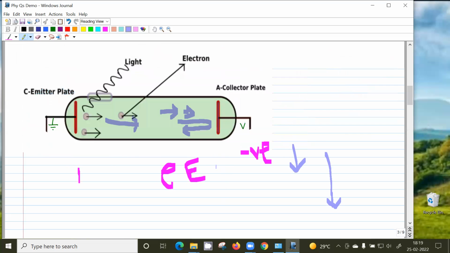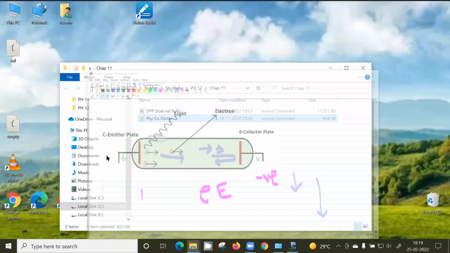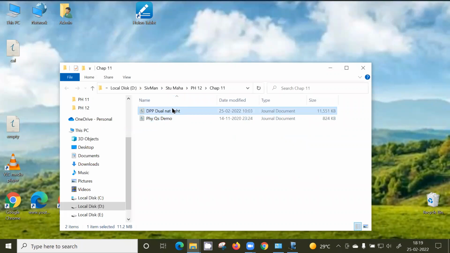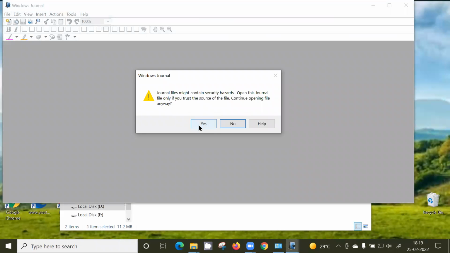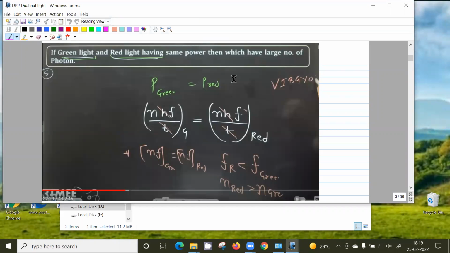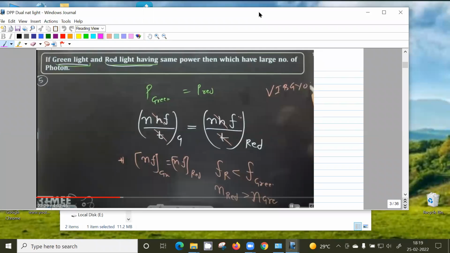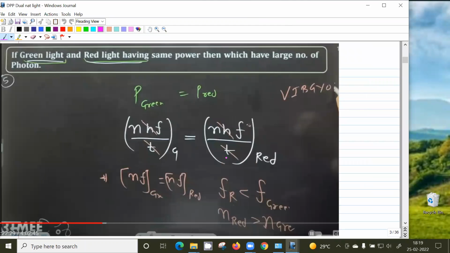Okay, so let's do some problems and come back so the understanding is better. So light is a particle or a wave? Both particle and wave, sir. Okay, so that's what one full chapter is there in dual nature. These are basic questions. Green light and red light have the same power. Then which one has a large number of photons? What is the energy of a single photon?